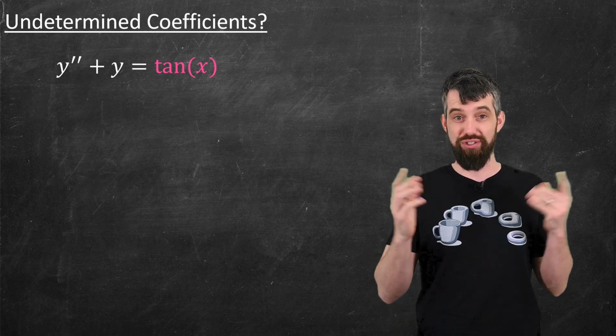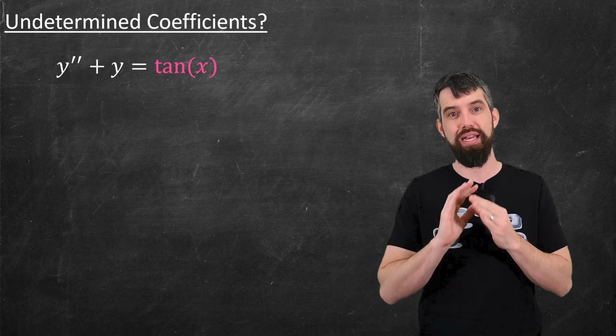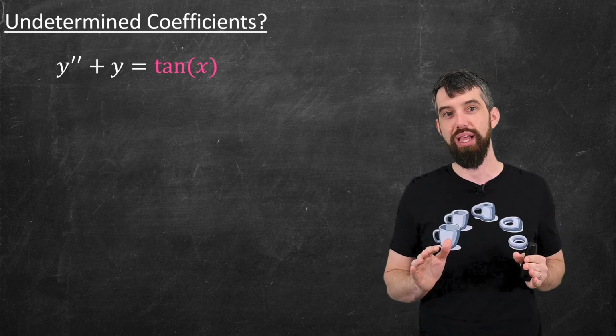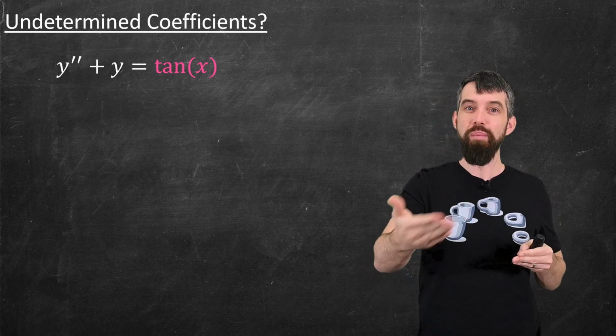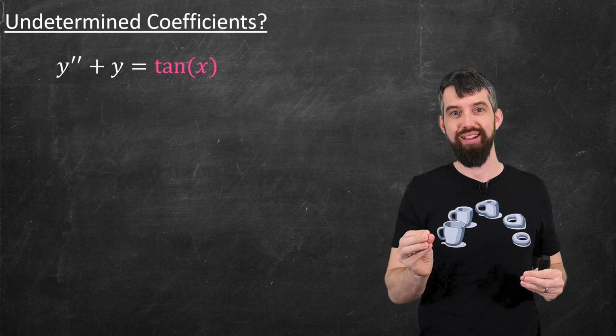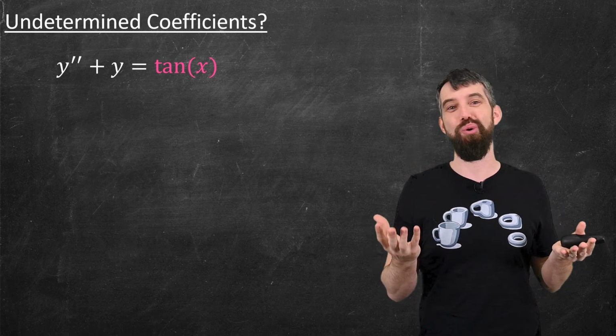Undetermined coefficients, which I have a whole video on, that is great. It's a nice algebraic method. You don't have to do integrals, but it only sometimes works, whereas variation of parameters, up to our ability to do integrals, will always work. So depending on what your context is, you might prefer one or the other.